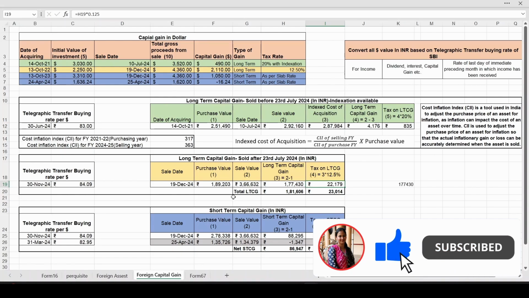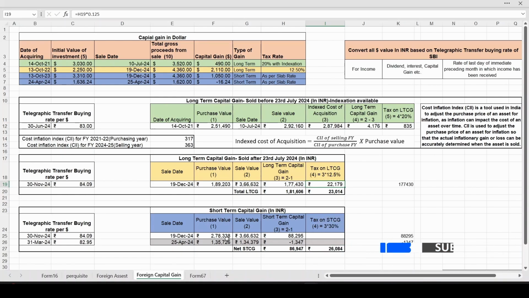And in the same manner, we will calculate short-term capital gain. So our short-term capital gain in INR would be short-term capital gain in dollar multiplied by the conversion rate of 30th November. So our purchase value in INR would be purchase value in dollar multiplied by the conversion rate of 30th November. Sell value in INR would be sell value in dollar multiplied by the conversion rate of 30th November. So this would be our capital gain. This is matching with this.